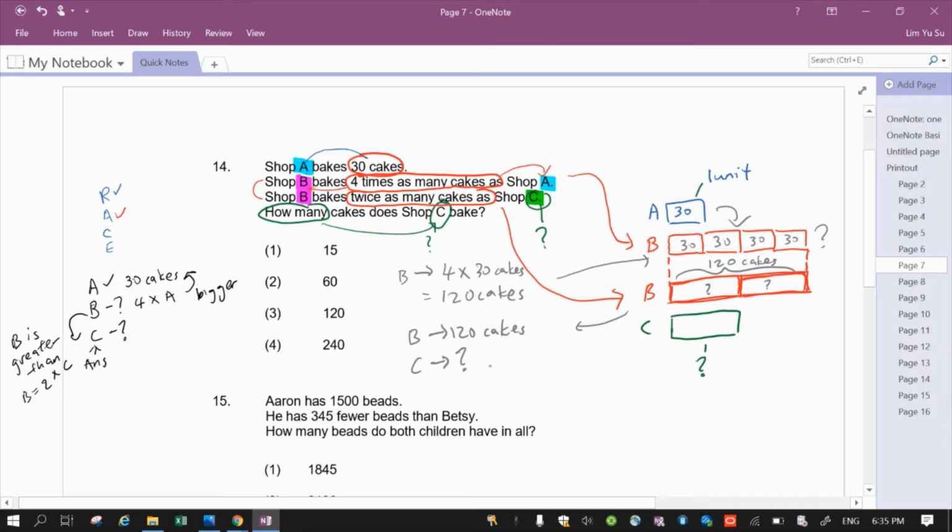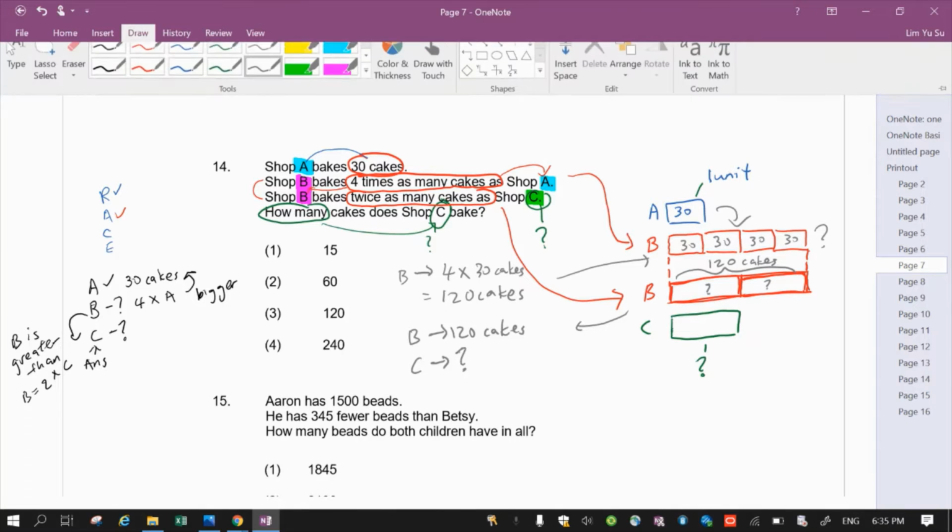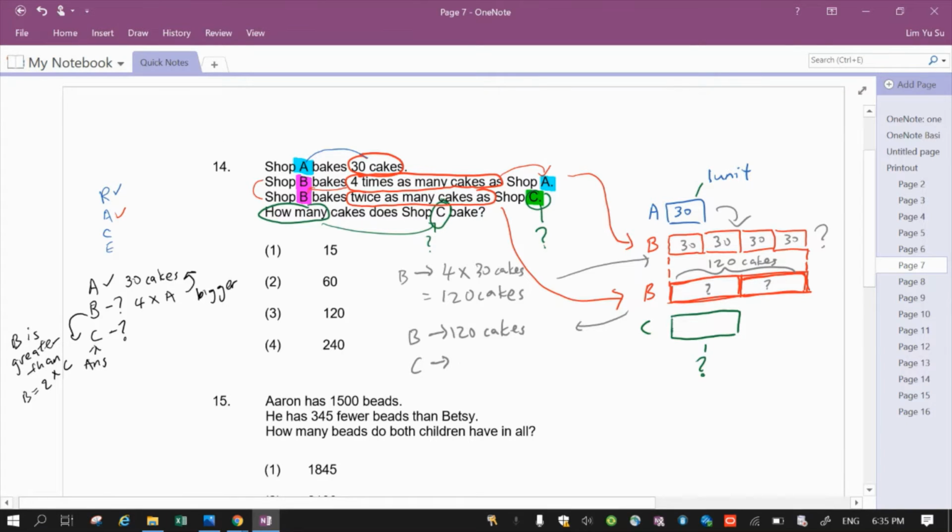I will be able to know that if I'm going to erase this, I will do 120 divided by the 2 units, and that would be 60 cakes. So this is the answer for question 14.